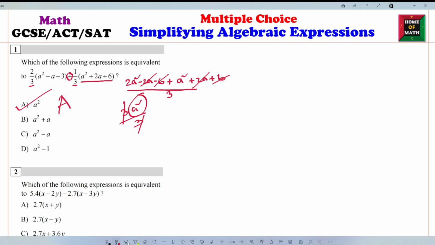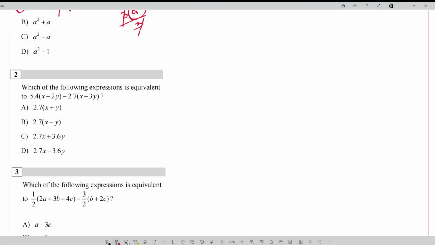Number 2. Which of the following expressions is equivalent to 5.4 times (x minus 2y) minus 2.7 times (x minus 3y)? So which one is correct? Look, here is 5.4 and here is 2.7. We know if we divide 5.4 by 2.7, it will be 2.